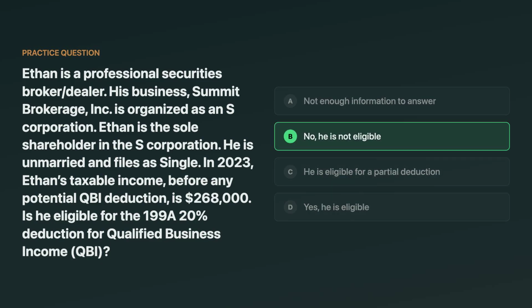The correct answer is no, he is not eligible. Brokerage services are a specified service trade or business, an SSTB. With taxable income of $268,000 as a single filer in 2023, he's above the SSTB full phase-out range, so the QBI deduction is fully disallowed. The tempting wrong answer is partial deduction, but once you're past the top of the SSTB range, it drops to 0.